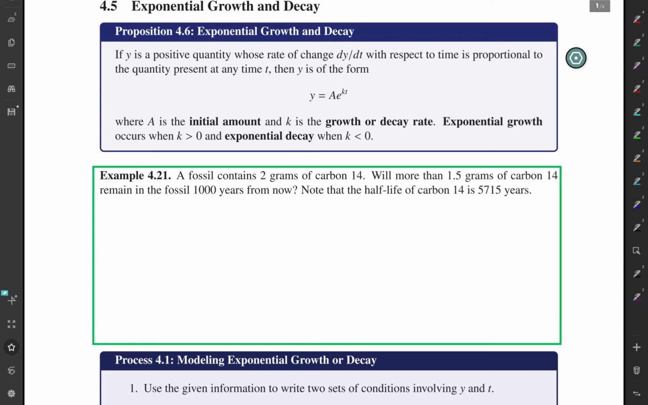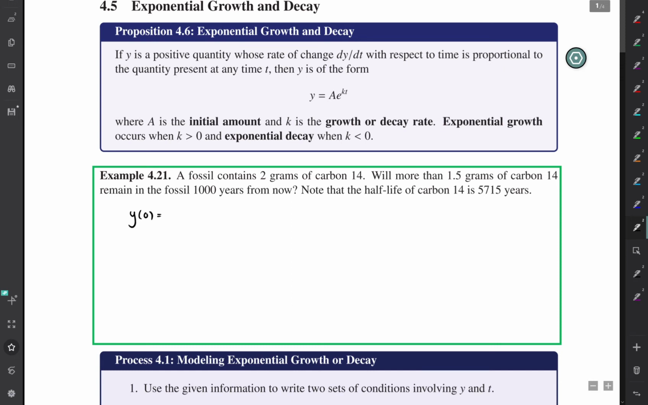Okay, so a fossil contains 2 grams of carbon-14. The question is, will more than 1.5 grams of carbon-14 remain in the fossil 1,000 years from now? And you're given that the half-life of carbon-14 is 5,715 years.